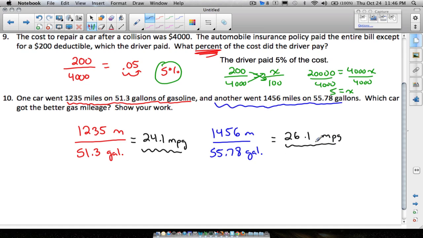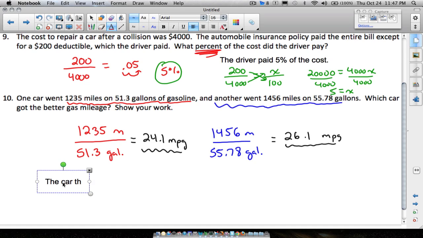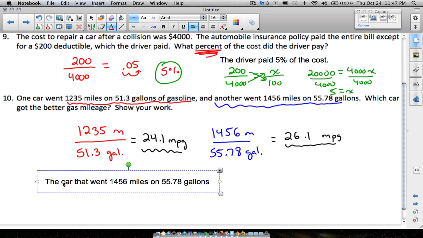Which car got better gas mileage? This one did. You want the higher number. You want a higher MPG. You see these commercials on TV all the time: 40 miles per gallon or 50 miles per gallon. Ridiculous gas mileage. The higher the MPG, the better gas mileage you're getting. So, therefore, we can say the car that went 1,456 miles on 55.78 gallons got the better gas mileage.